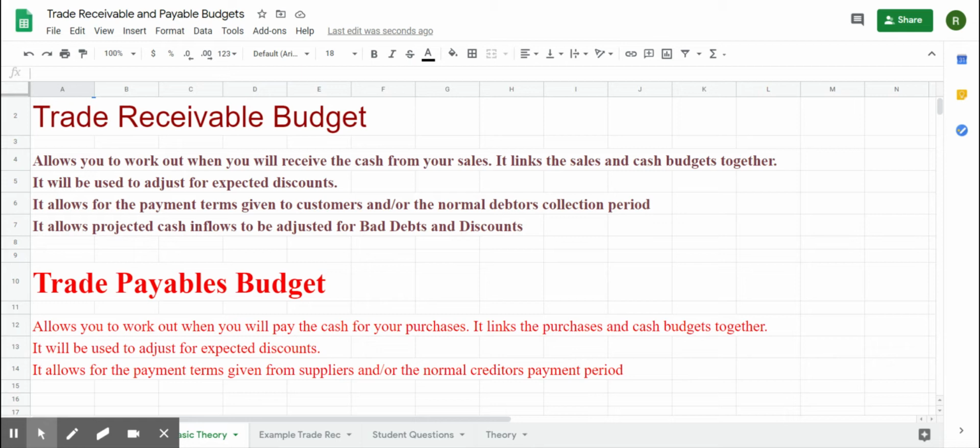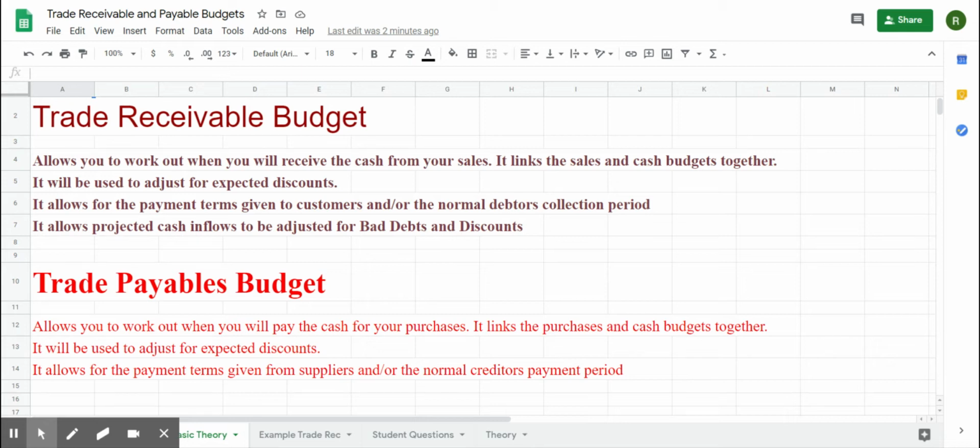It needs to take into account the payment terms given to customers. So although the most normal payment term is within 30 days or a month, so people normally pay in the following month, there are examples of companies that do give up to, at an extreme, 6 months worth of credit. It then allows projected cash flows as well to be adjusted for both bad debts and for discounts.